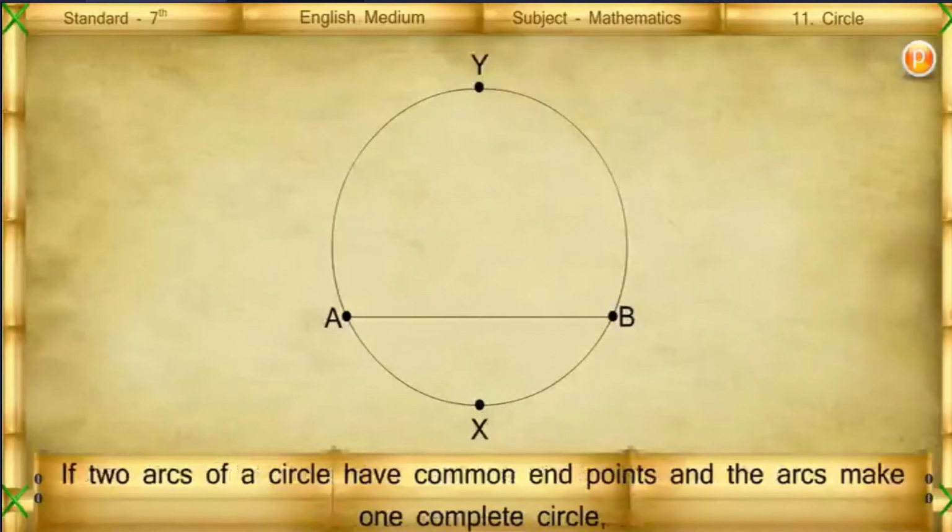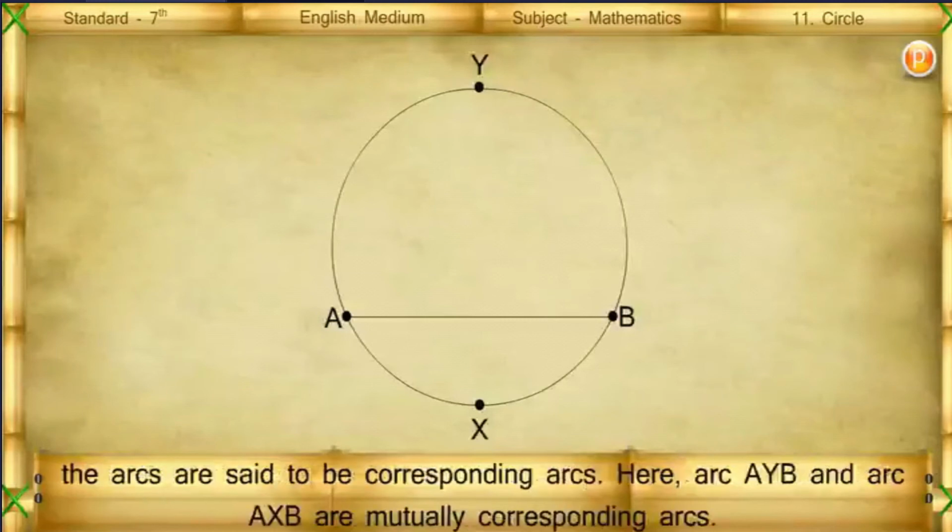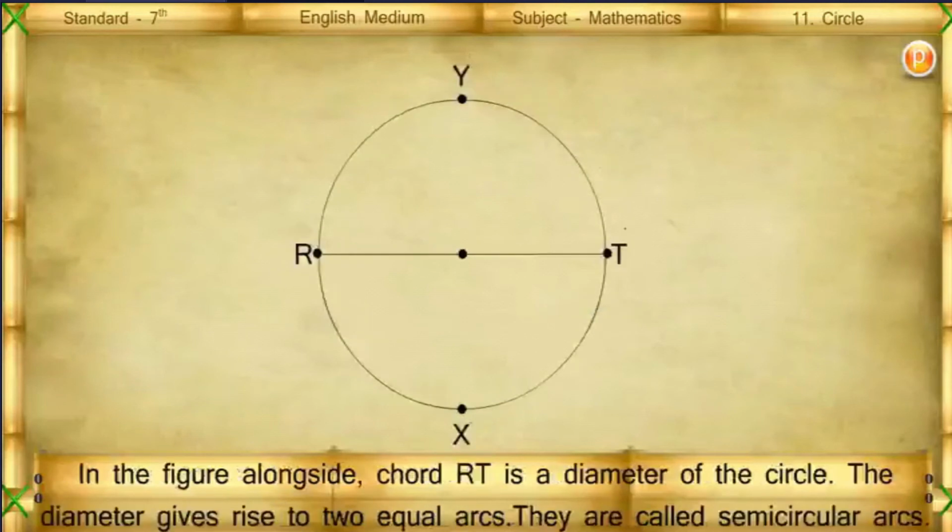If two arcs of a circle have common endpoints and the arcs make one complete circle, the arcs are said to be corresponding arcs. Here, arc AYB and arc AXB are mutually corresponding arcs. In the figure alongside, chord RT is the diameter of the circle. The diameter gives rise to two equal arcs. They are called semicircular arcs.